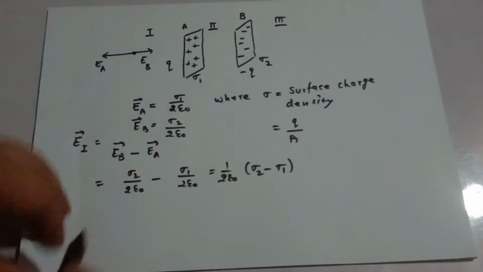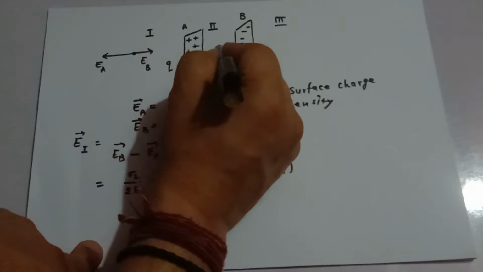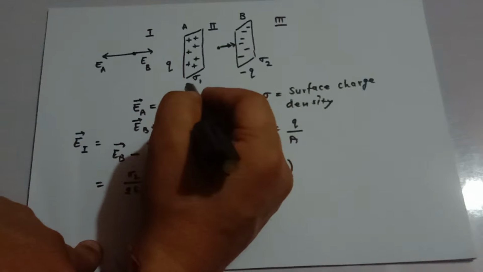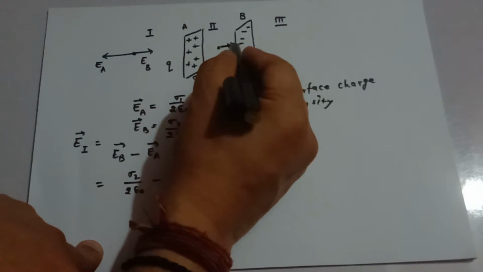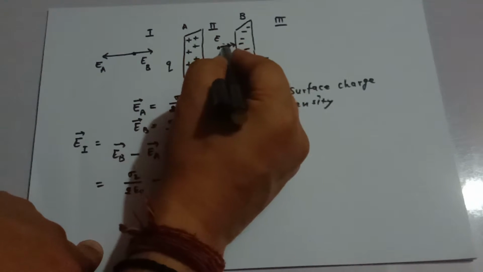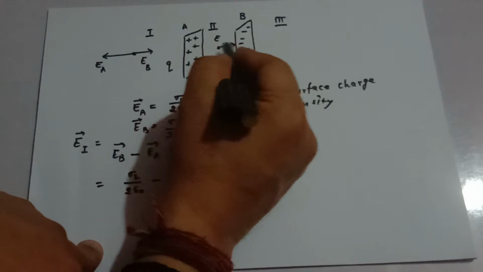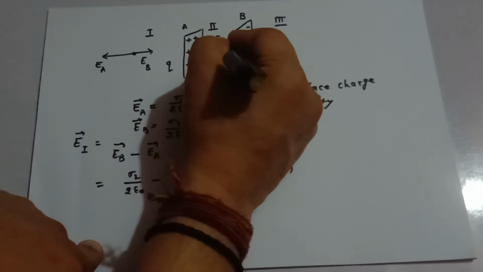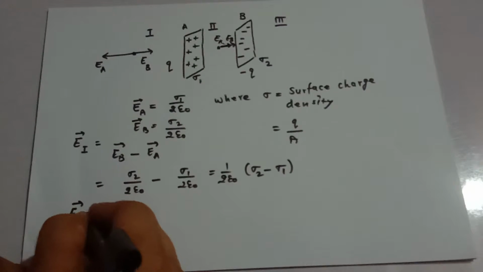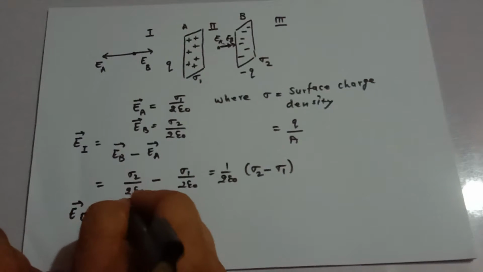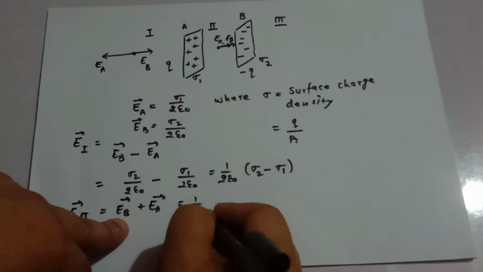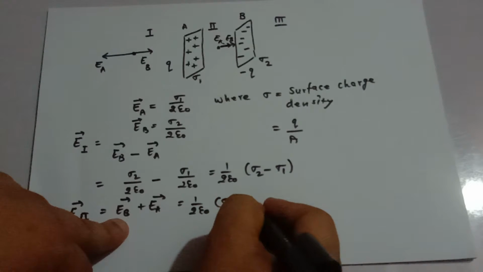Similarly, suppose I consider this second region, so that the second region would be in this direction and this would also be in this particular direction. The electric field here should be away from this positive charge, from A, and towards B. That is the electric field due to A and the electric field due to B. So the electric field in the second region should be EB plus EA, which gives me (sigma 1 plus sigma 2) upon 2 epsilon naught.